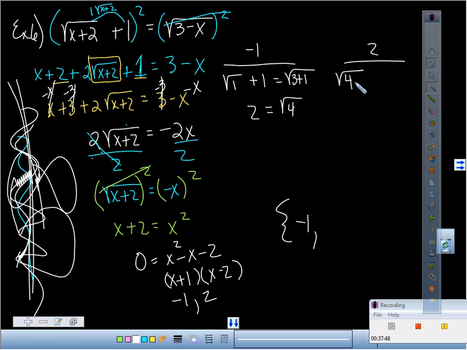The square root of 4 plus 1 is equal to the square root of 3 minus 2. All right. What's the square root of 4? 2. What's 2 plus 1? Is 3 equal to the square root of, what's 3 minus 2? 1. No. So he's extraneous, put an X on him, and this is my solution.